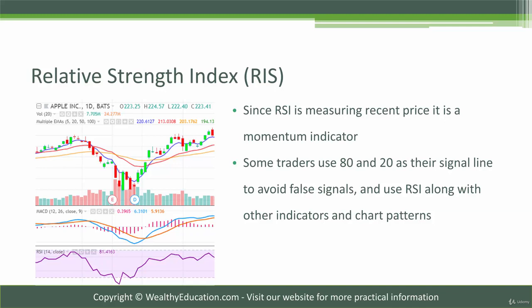And so some traders use the numbers 80 and 20, so above 80 and below 20, and only take signals generated with those parameters in order to avoid false signals and overtrading with the RSI. Again, the RSI is an indicator that's best used with candlestick or other chart patterns to deliver the best results. So let's take a look at a few charts using the Relative Strength Index.